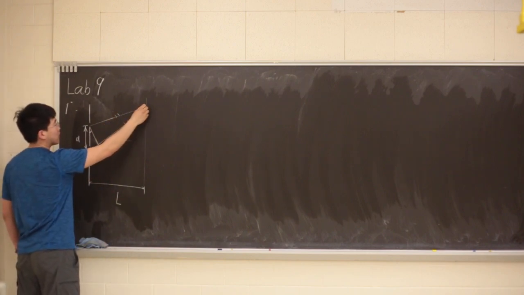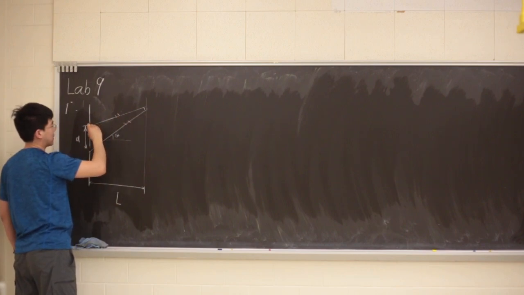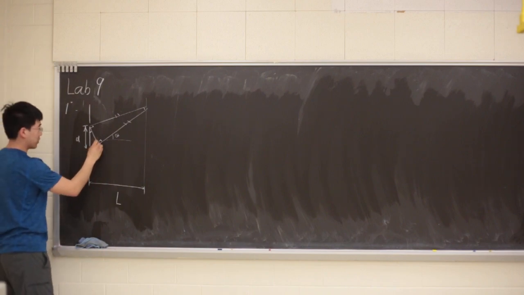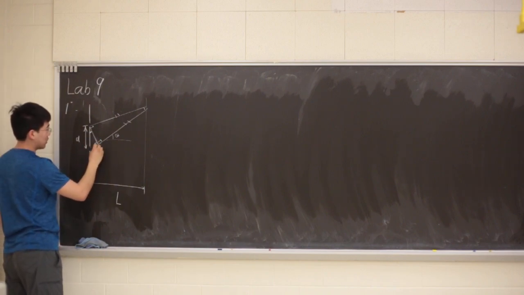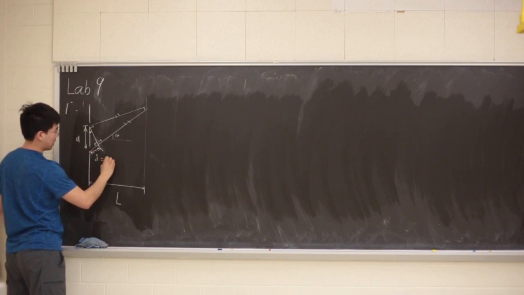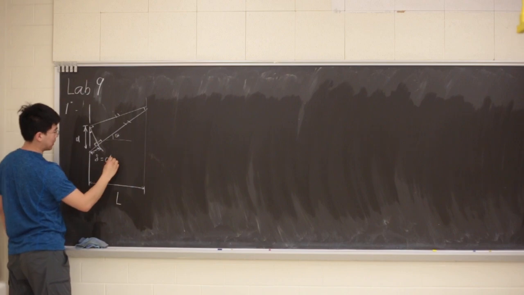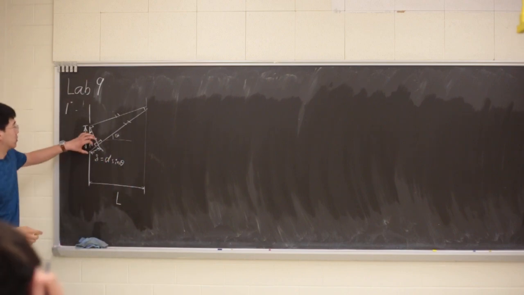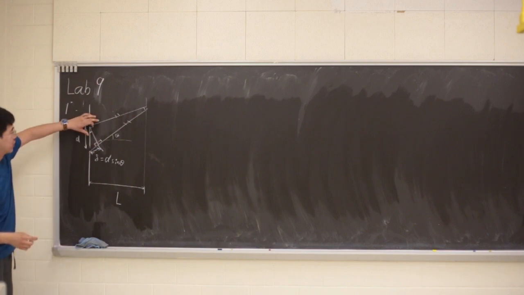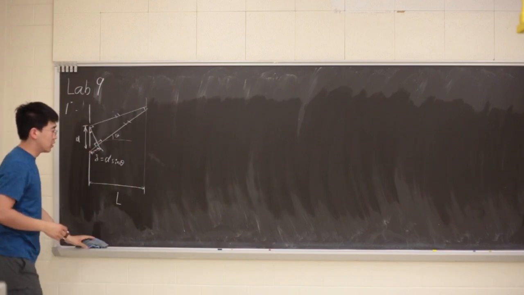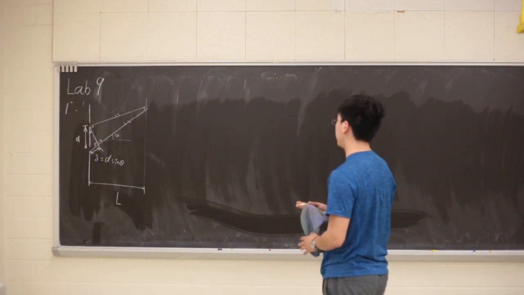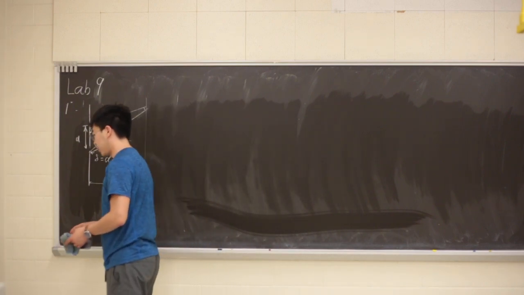Since it's so narrow that this angle is almost zero, both are perfectly 90 degrees. So you know this is 90 degrees as well. So from the trigonometry, the last bit of that is d sine theta. That's the distance difference between those two lines. By calculating this, we can know the phase difference between those two lines, to show the wave feature of light.